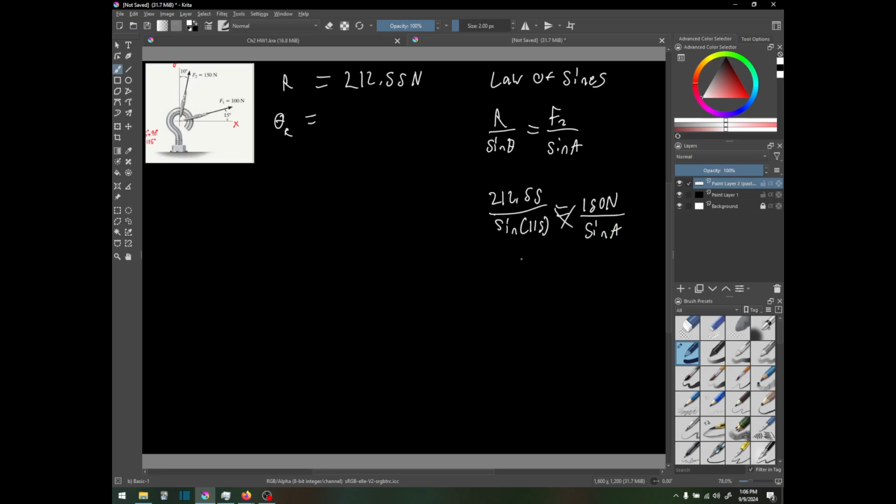Now cross multiply. We're going to have sine A times 212.55 equals 150 sine 115. Now 150 sine of 115 is 135.94. We're going to have sine A on this side, and now we will divide by the 212.55 to give us just sine A.